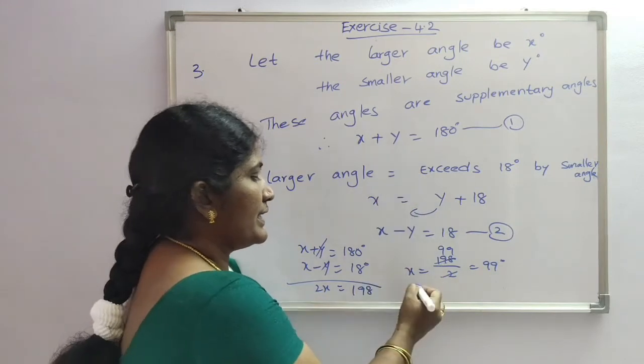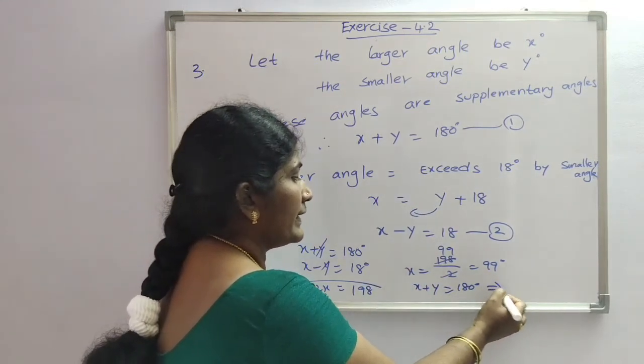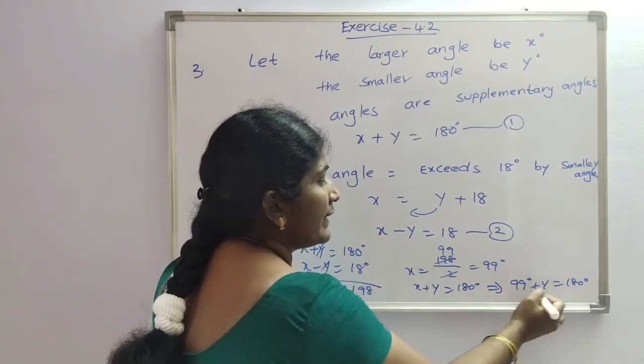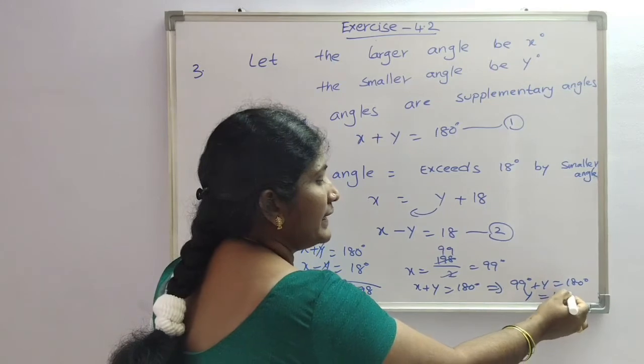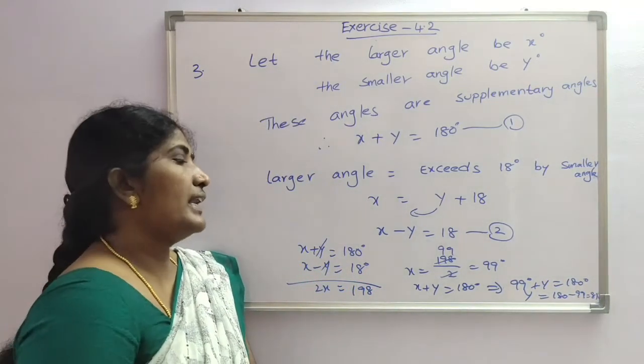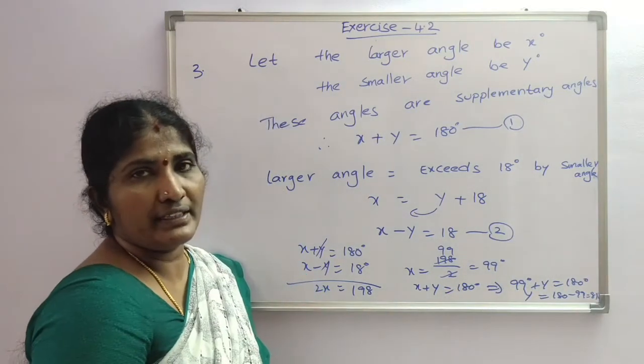Now from the first equation, x plus y is equal to 180 degrees. That implies 99 degrees plus y is equal to 180. y is equal to 180 minus 99, that is 81 degrees. The larger angle is 99 degrees and the smaller angle is 81 degrees.